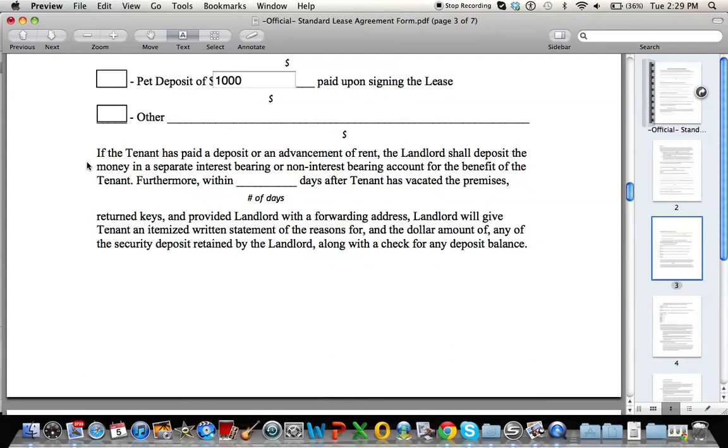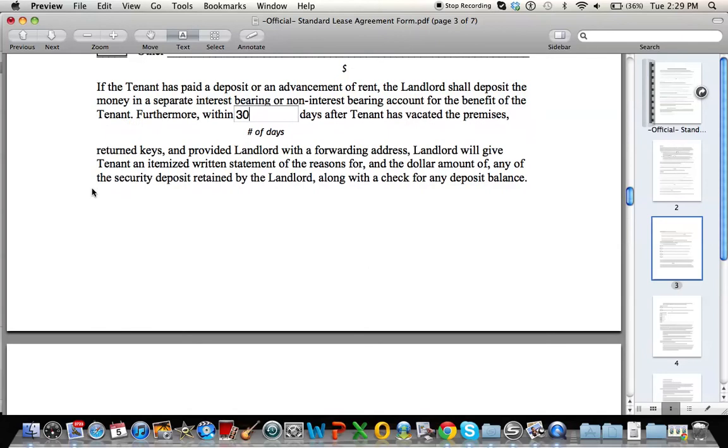If the tenant has paid a deposit or an advancement of rent, okay, here we are going to write down, depending on which state you're in, it's going to be different because the laws are different, but let's just say New York has 30 days for giving back the rent to the tenant from the landlord.